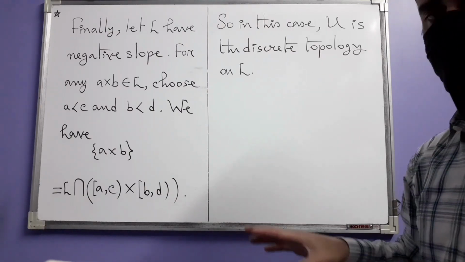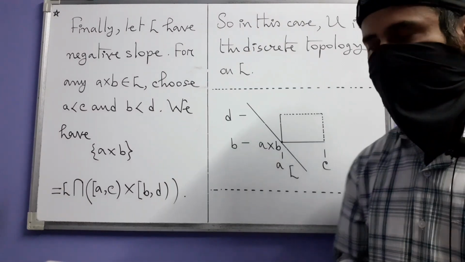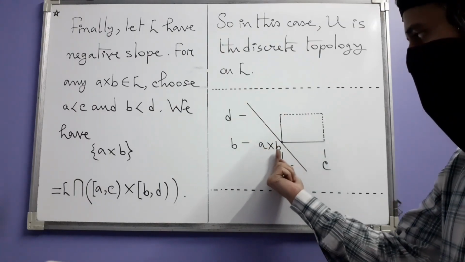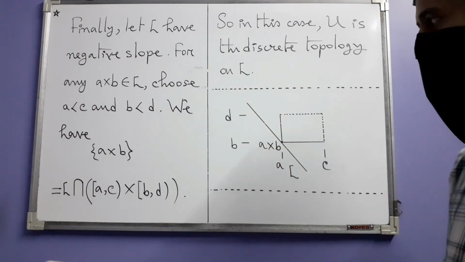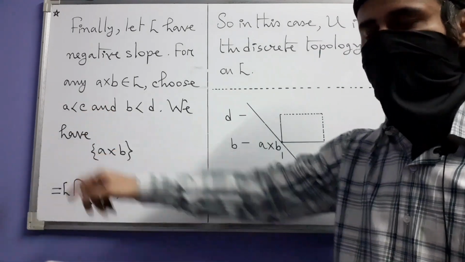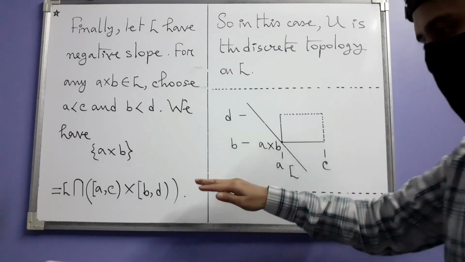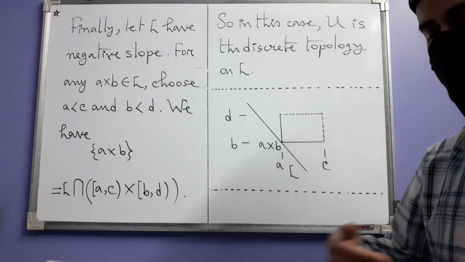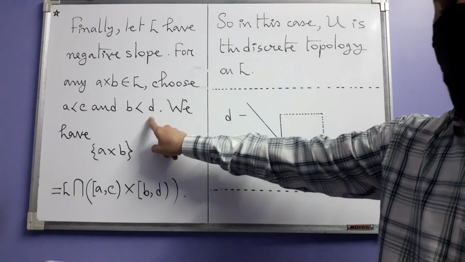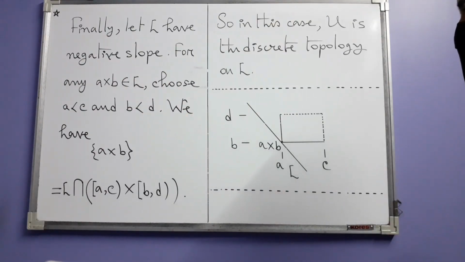And to better see what's going on, let's draw another diagram. So in this case this is the situation. This is our L and this is the point A times B. Alright. So then what did we do? We chose a real number C greater than A. That real number is say C here, somewhere on the real line. Real line means the x-axis. And we also chose a real number D which is greater than B on the y-axis, wherever that is.